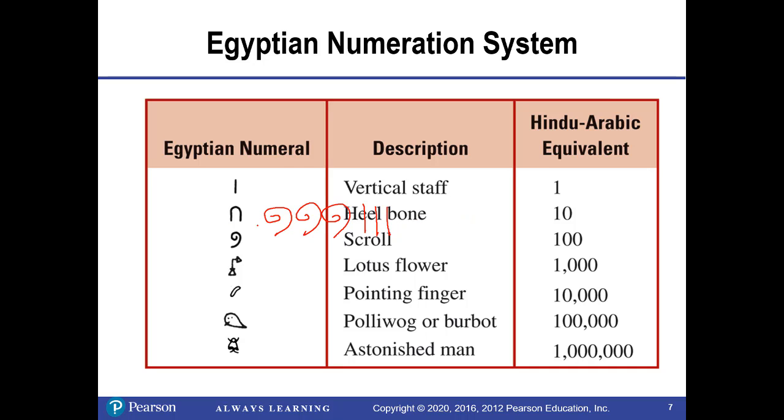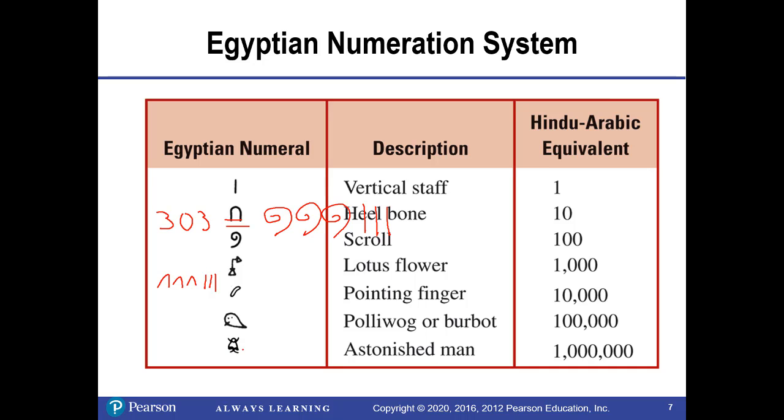Or sorry, that would be the Egyptian number for 303: 3 scrolls and 3 staffs. 33 would be 3 heel bones and 3 staffs.